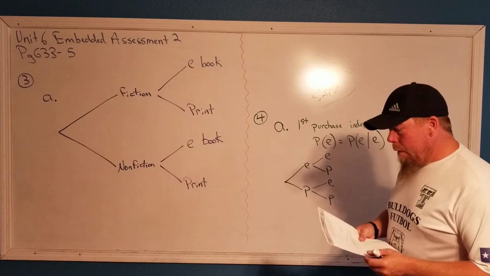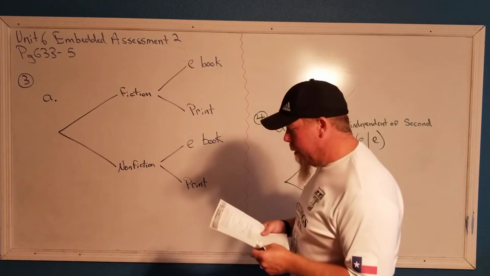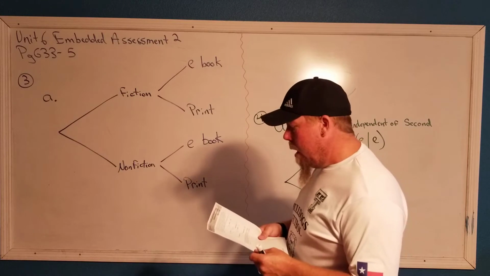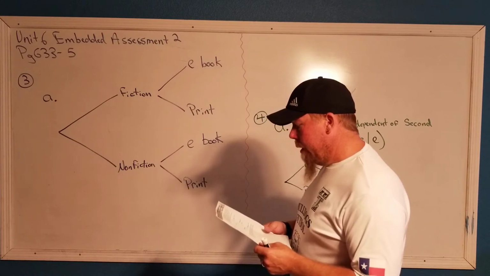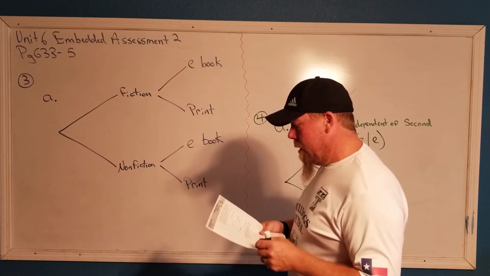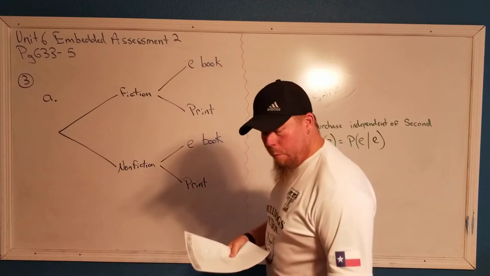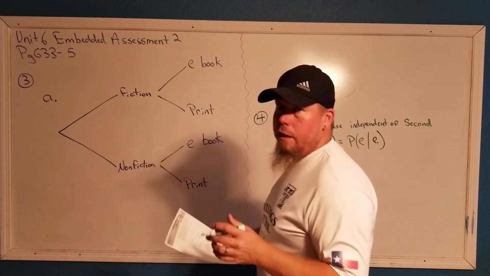So, number 3, books are classified as fiction or nonfiction, and Company A offers books that are either ebooks or printed books. When Diane goes to the Company A's website, the probability that she will choose a work of fiction is 0.6. If she chooses a work of fiction, the probability that she will buy an ebook is 0.8. If she chooses a nonfiction, then the probability that she will buy an ebook is 0.3. So basically what they're saying is, hey, this is not necessarily independent events.